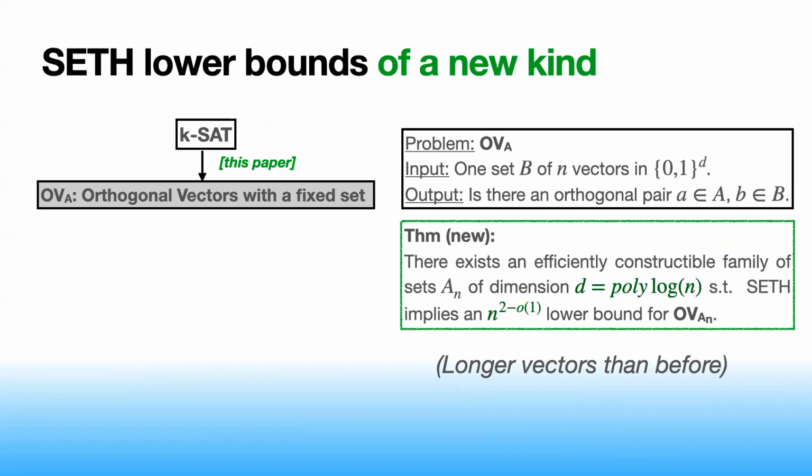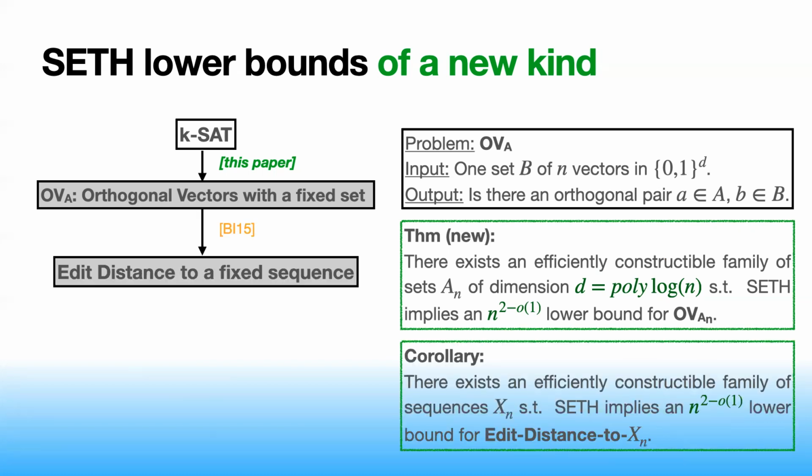And our new theorem says that there is an explicit family of sets A sub n, such that OVA is n to the n squared hard under SETH. So it's essentially the same strong hardness result that we had under SETH, but now for a more restricted version of OV, where only one set can change. The only weakness of the new theorem compared to the previous one is that the dimension of the vectors needs to be polylog n rather than O of log n, but this is not a problem for most applications.